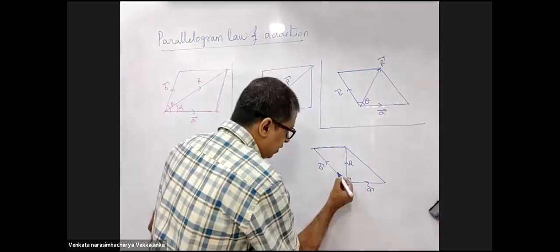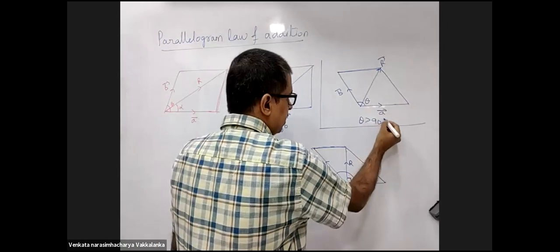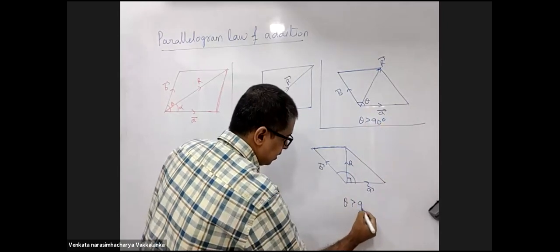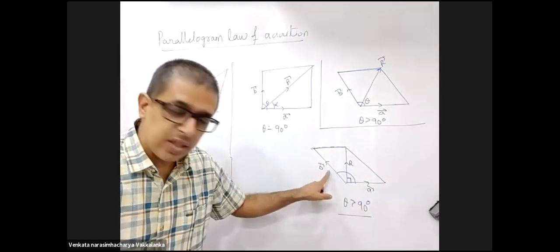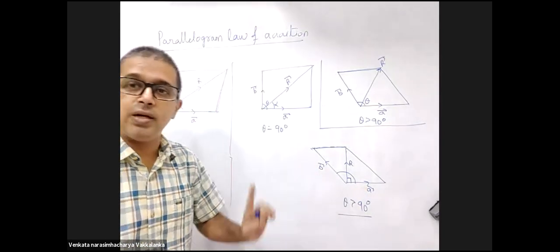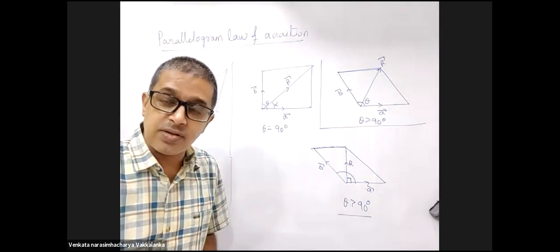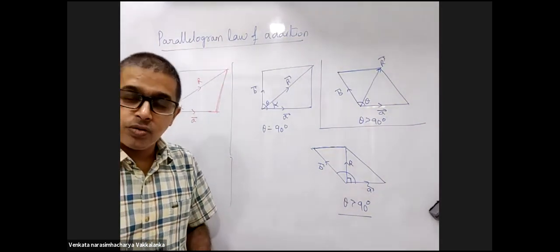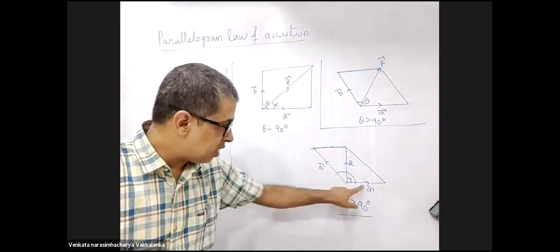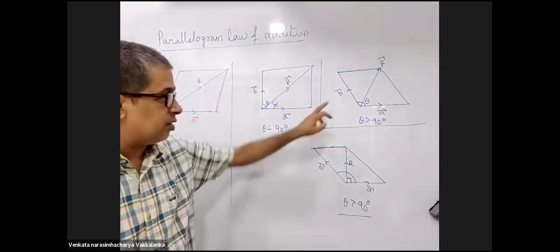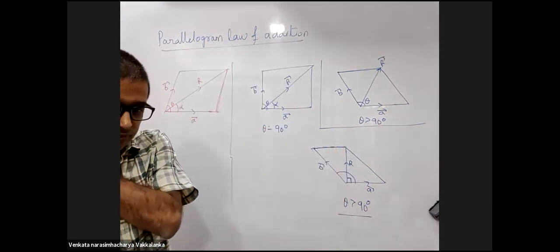Here, theta is greater than 90. Theta is the angle between the first vector and second vector. The angle between the two vectors is greater than 90, since the resultant is at 90 degrees to the first vector. Theta is the angle between the two vectors. Are you able to visualize both the situations?